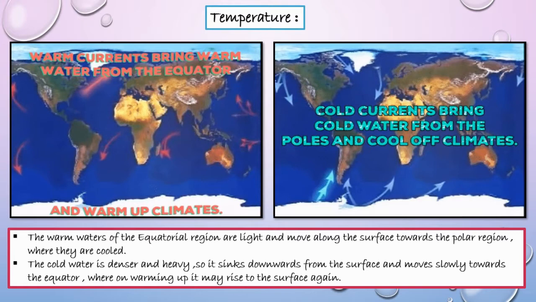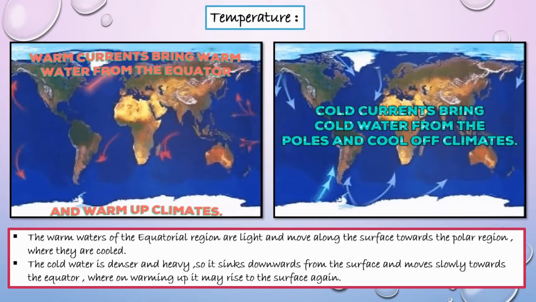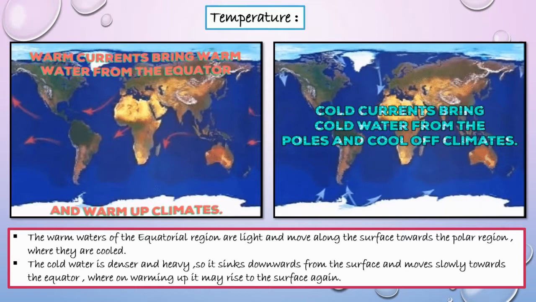Temperature. The differential heating of the sun at the equator and the poles causes a difference in the temperature of ocean water. Temperatures are higher at the equator than at the poles. Hence, the water in the ocean near the equatorial region is heated more than that near the poles. Now, this unequal heating sets up convectional currents in the oceans.